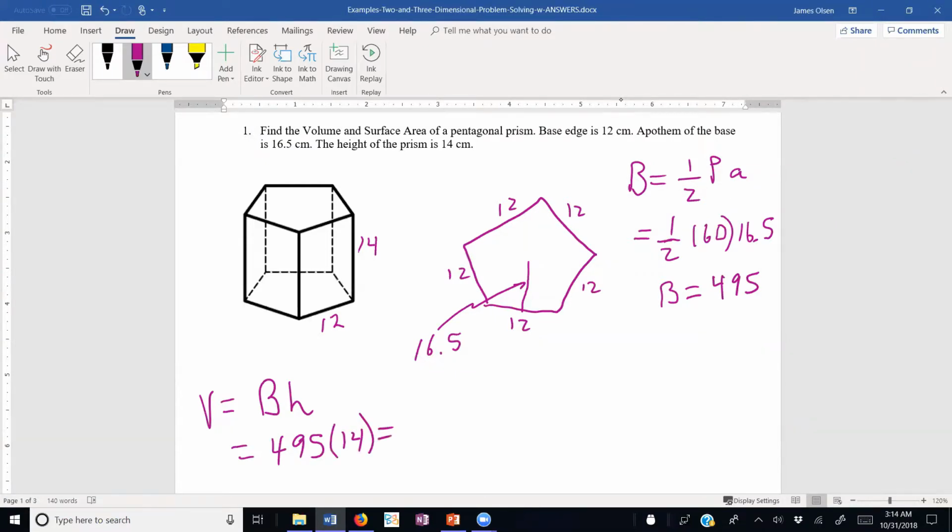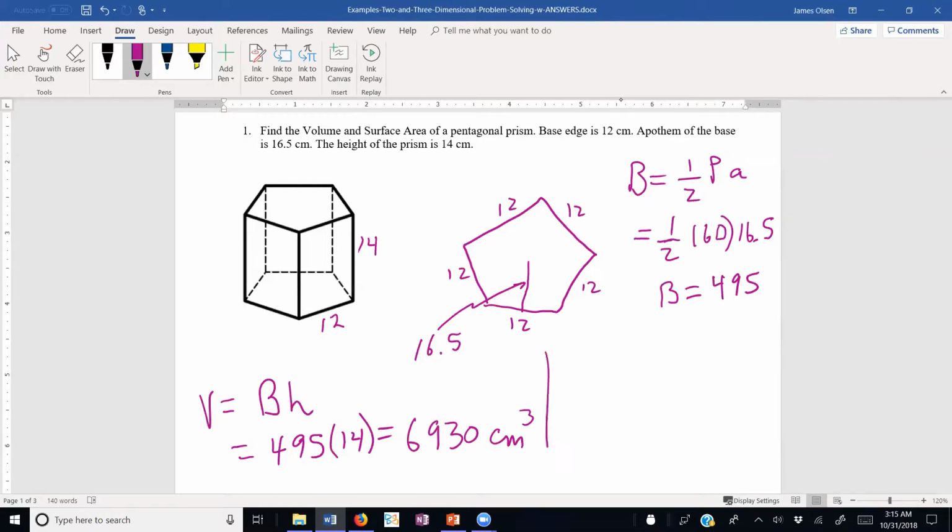which is 14. So I take this number that's still warm in my calculator and hit times 14, and I get 6,930. 6,930, and we want to make sure to put our units on here. This is going to be cubic centimeters because we're taking centimeters times centimeters times centimeters.